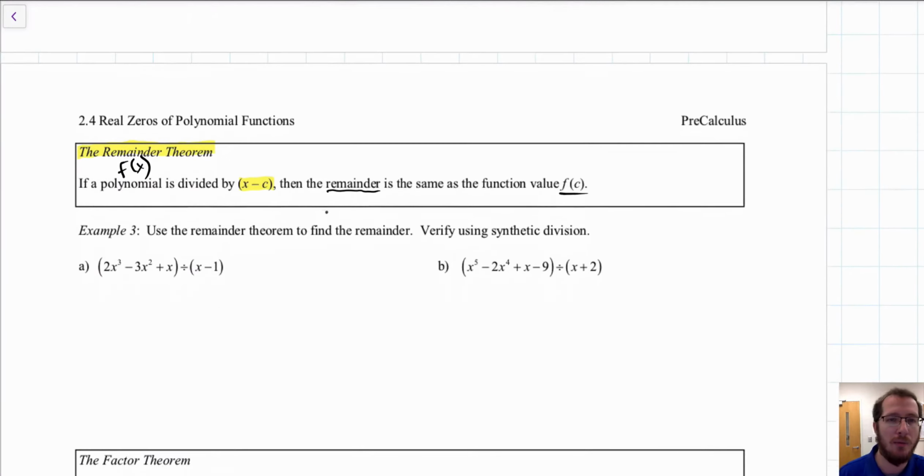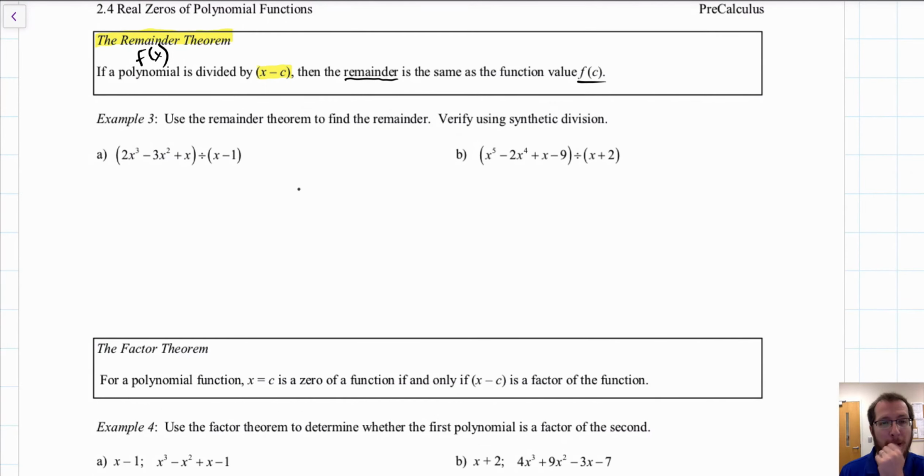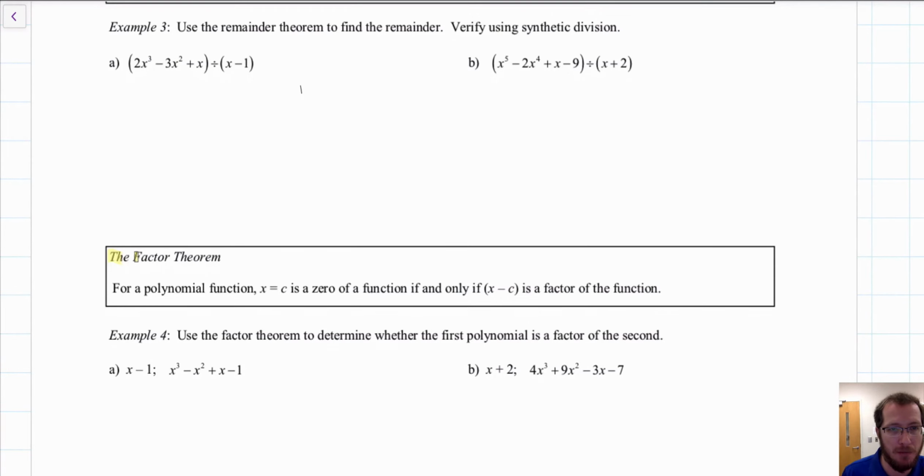So why would we want that? What value does that have? Well, we got to look at our next theorem to see why that may or may not be important. All right, the factor theorem says for a polynomial function, x equals c is a zero of a function if and only if x minus c is a factor of the function.